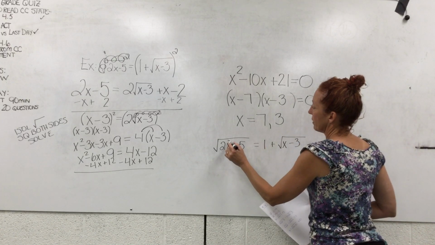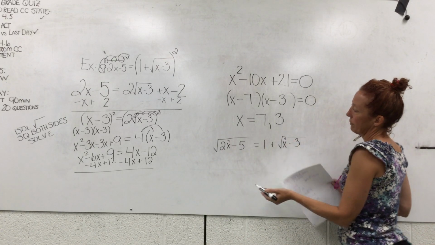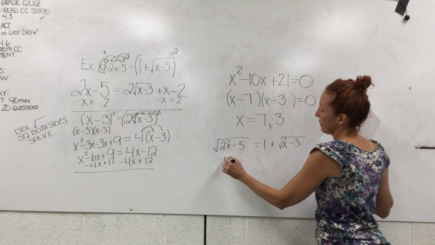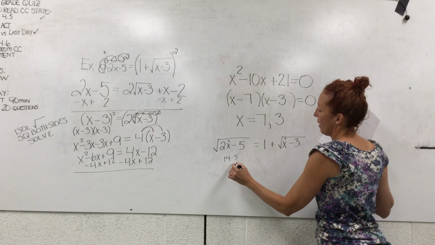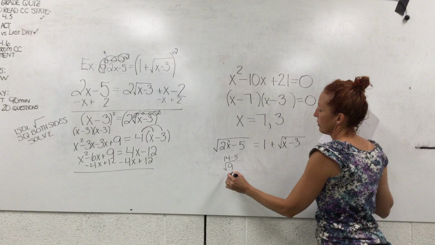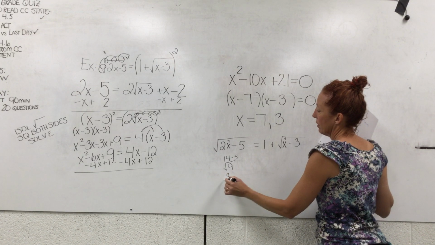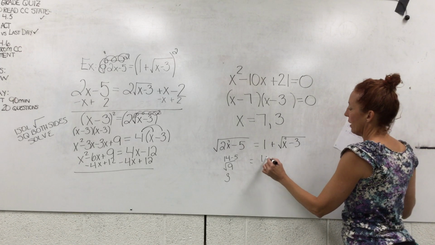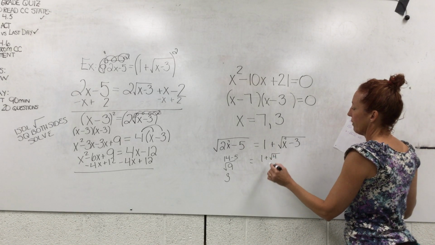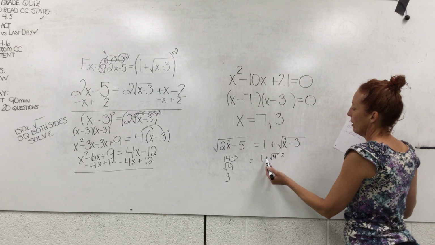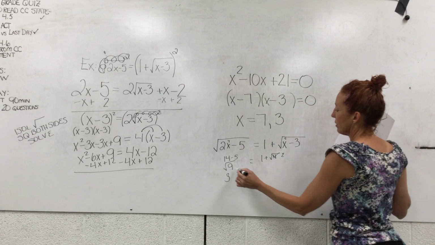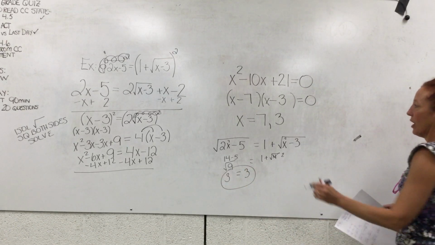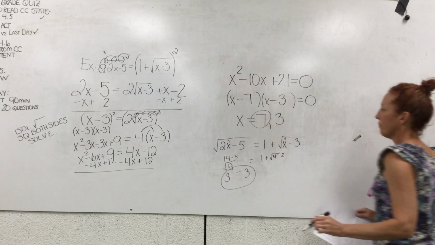And we're going to plug in 7. So 2 times 7 is 14 minus 5, which is 9. The square root of 9 is 3. On the right-hand side, 7 minus 3 is 4. The square root of 4 is 2. So 1 plus 2 is 3. And it definitely checks. So 7 is good.